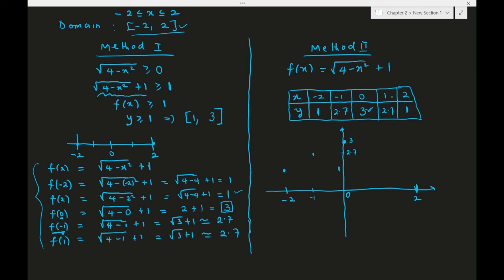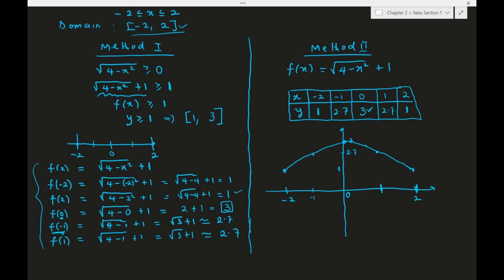So this is 3. Then when we start coming, look at 1 again. Remember, 1 is here. At 1, y is 2.7 again. So it means it's going to be still on this line, 2.7. Then at 2, you are back to 1. So we're here. Now, if you look at these points, this is like a curve, right? And something like this. Okay? So this is something like this one.